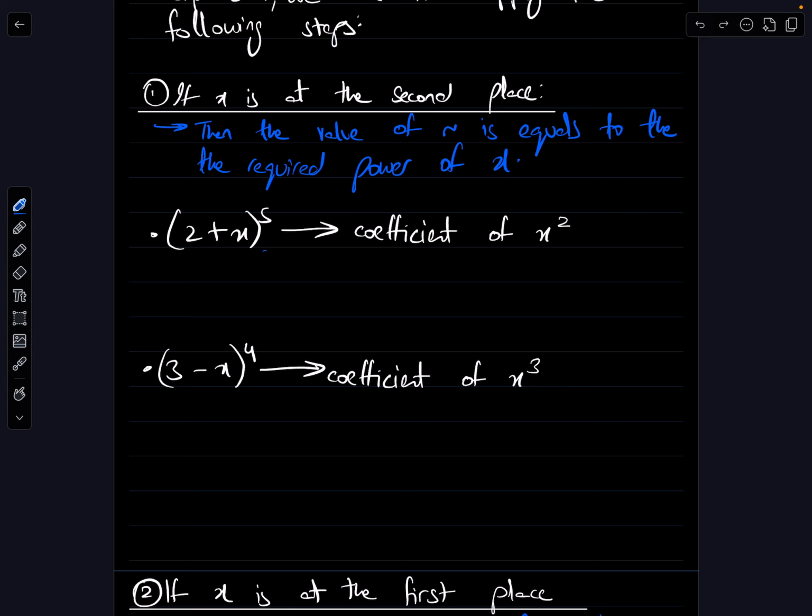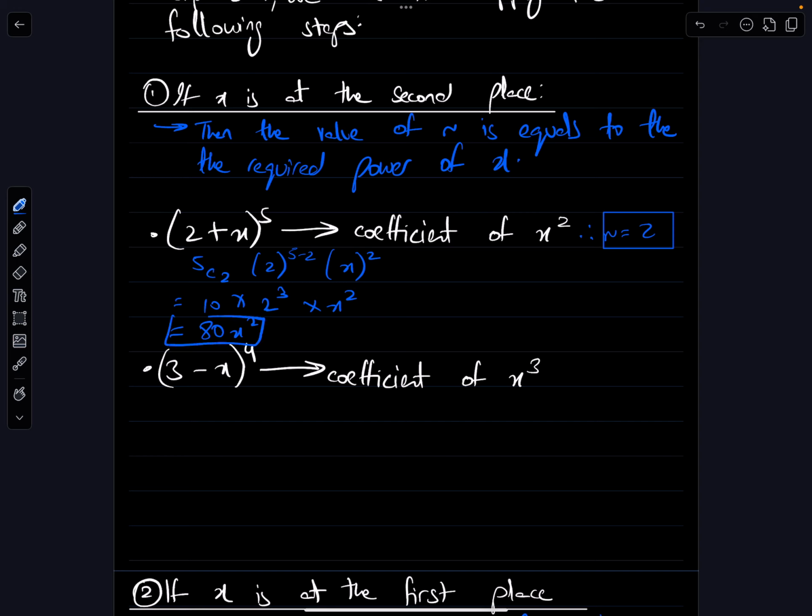So in this case, the required power of x is 2, and thus the value of r which we will take would also be 2, if x is at the second place. So our expansion will look something like this. 5C2 is 10, 2 to the power 3 is 8, and x squared. This turns out to be 80x squared.